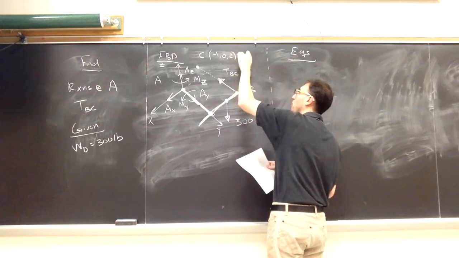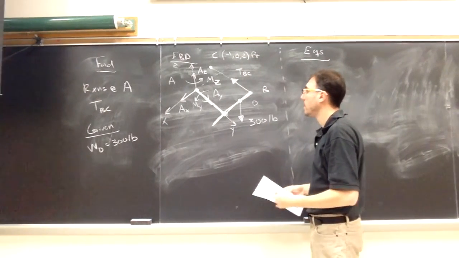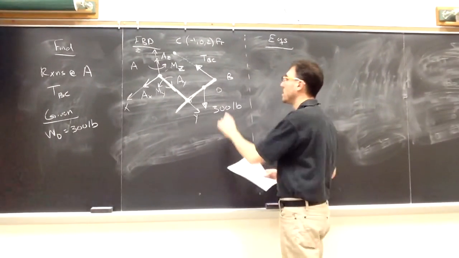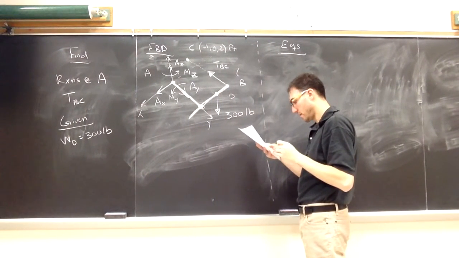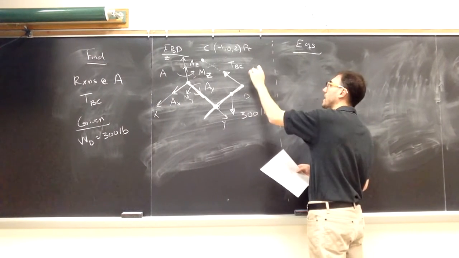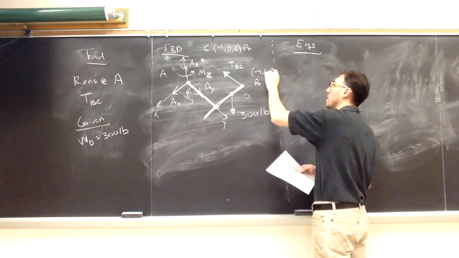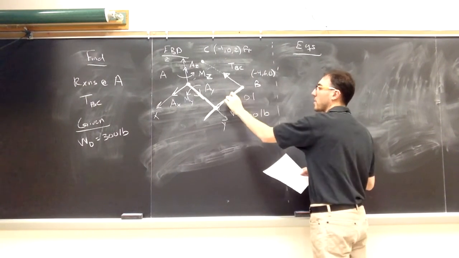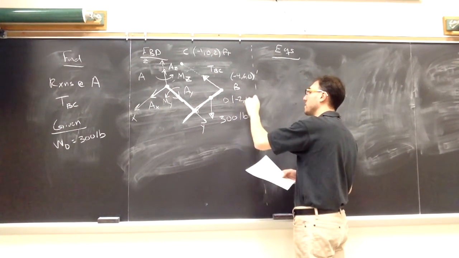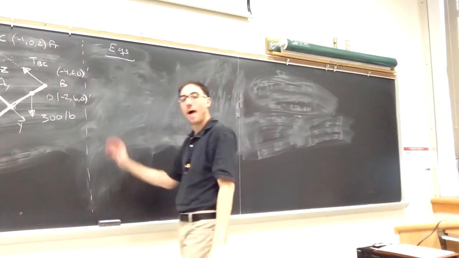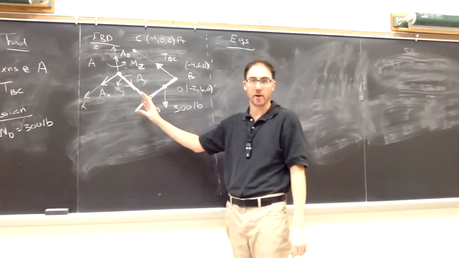C is at negative 102 feet. A is at the origin. Point B, where did it go here? Negative 460. And what I'm calling point D, where this weight is acting, negative 260. Now I have the dimensions. Now my free body diagram is complete.